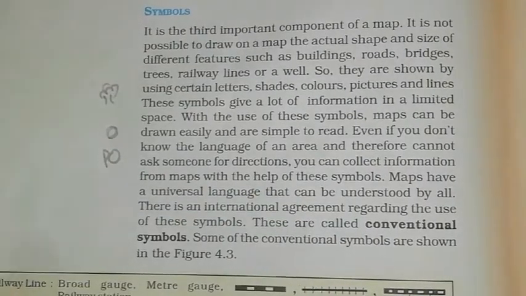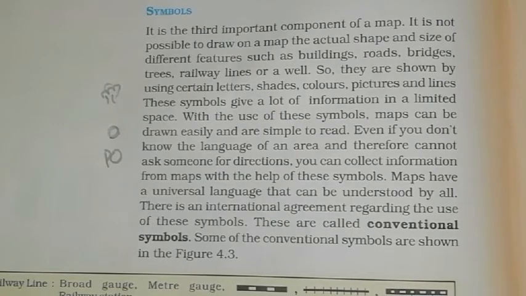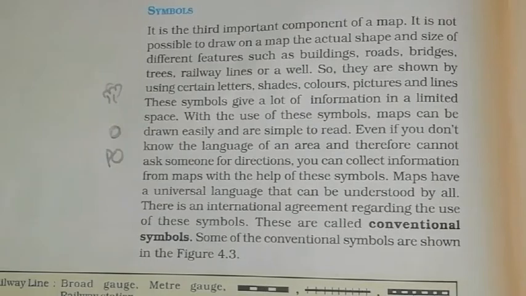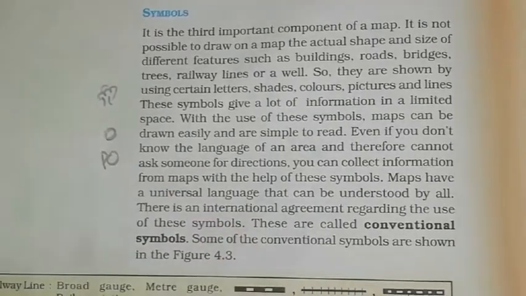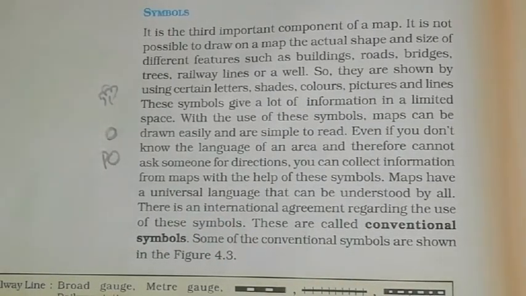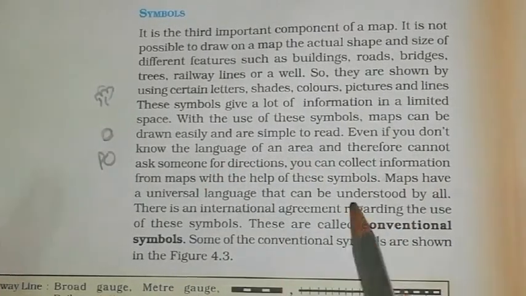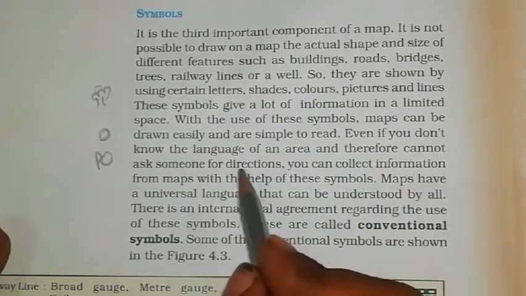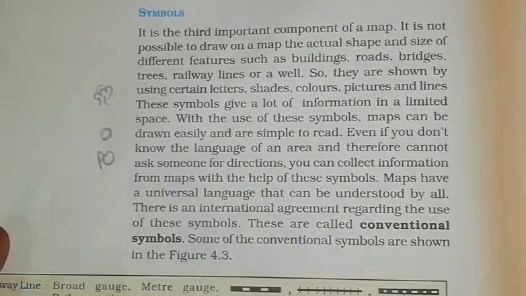This is post office. So these are the symbols that are used in maps. With the use of these symbols, maps can be drawn easily and are simple to read also. Whenever we are reading a map and we see a PO, we will easily understand that it is a post office. Even if you don't know the language of the area and therefore cannot ask someone for directions, you can collect information from maps with the help of these symbols.